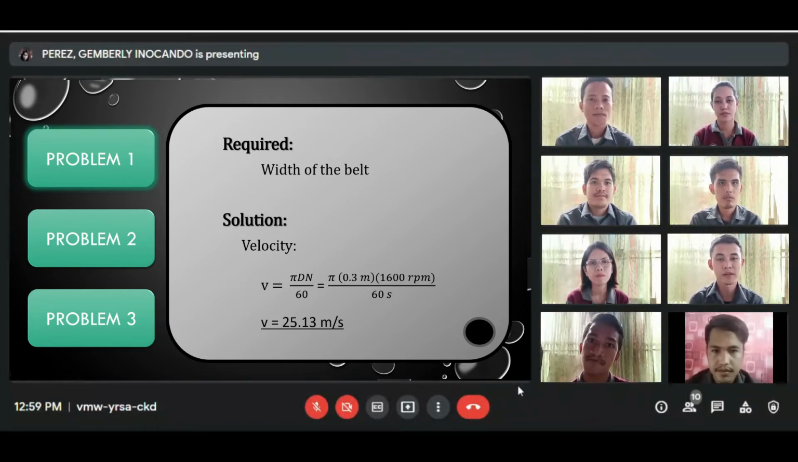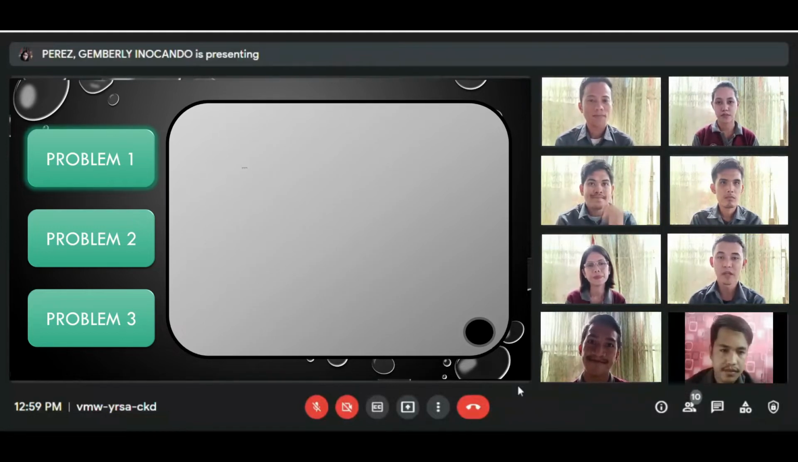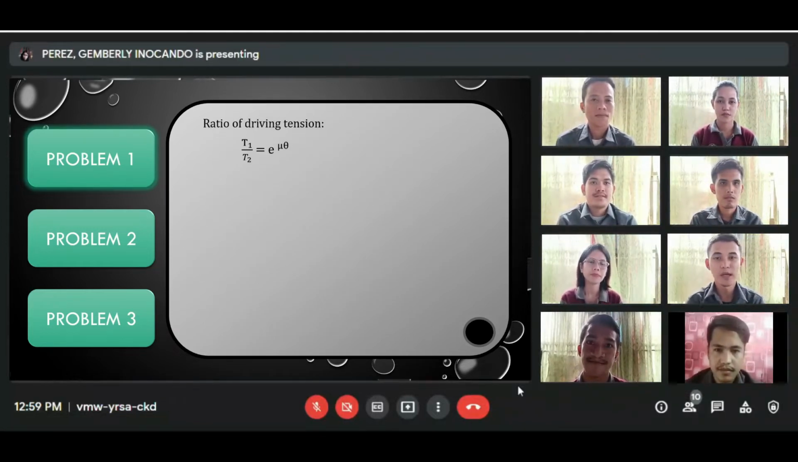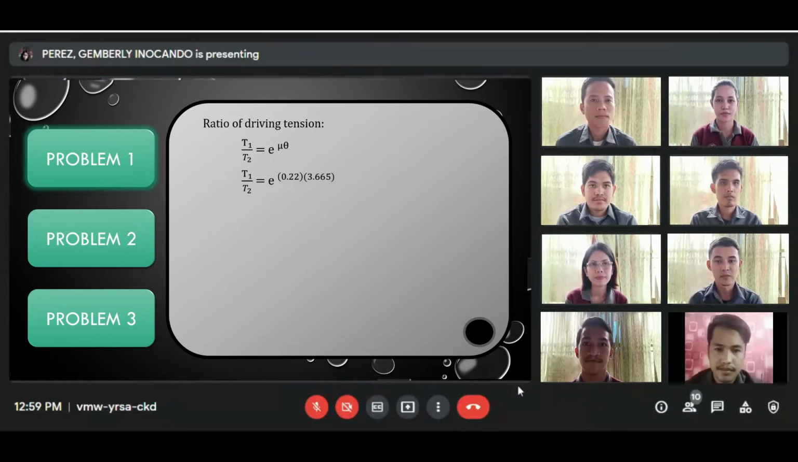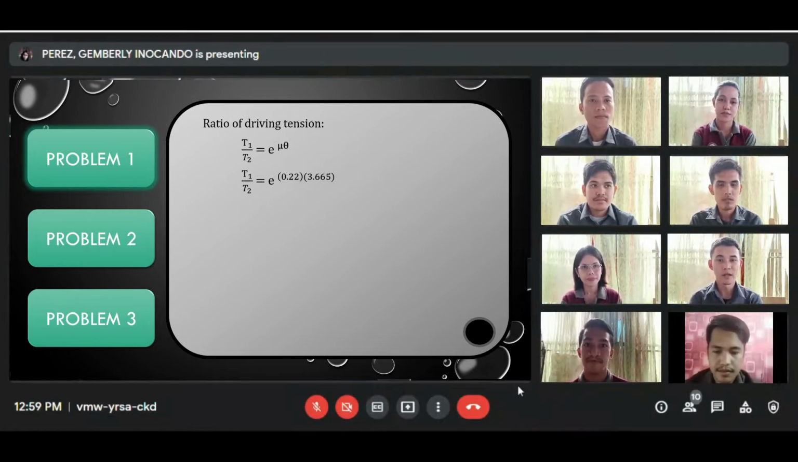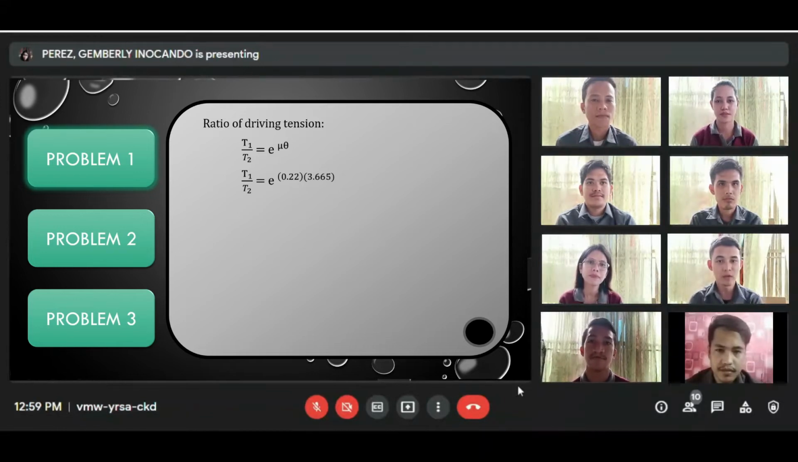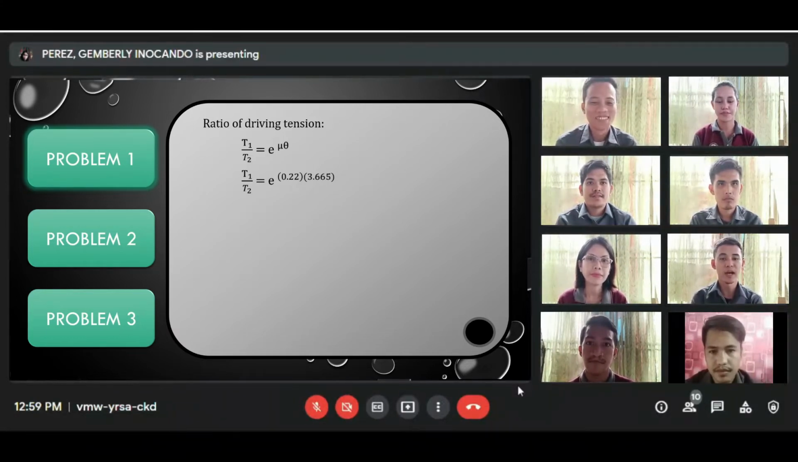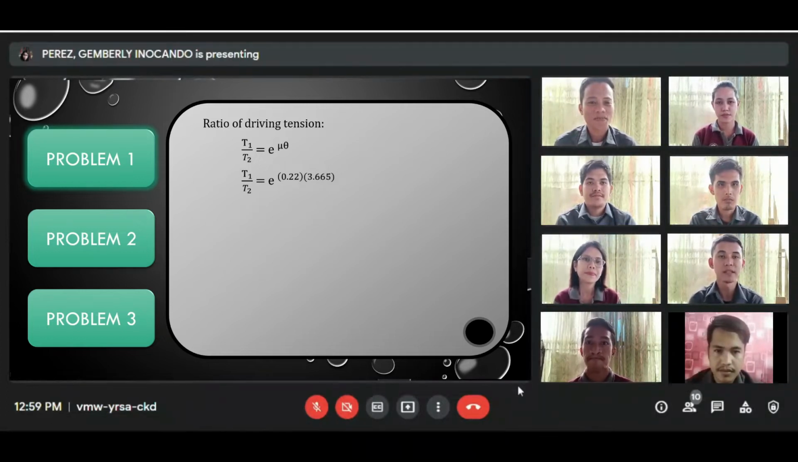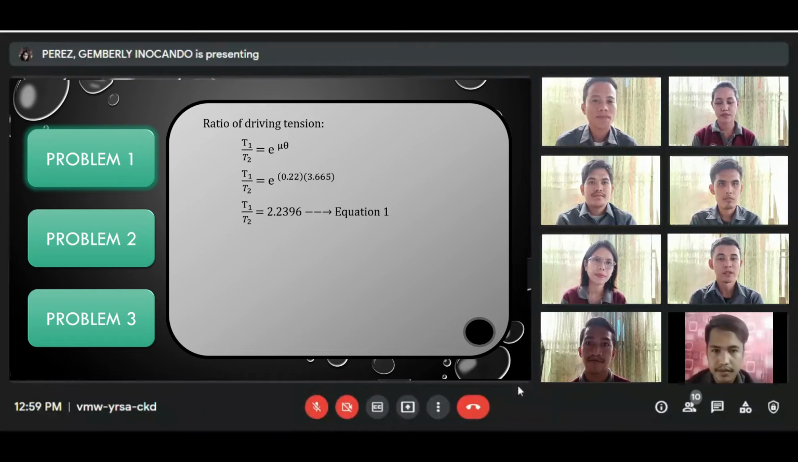So we have our velocity, which is 25.13 meter per second. For the ratio of driving tension, the formula is T1 over T2 equals e raised to the power of the coefficient times the angle. Substituting the values, T1 over T2 equals e raised to the power of 0.22 times 3.665, which gives 2.2396 as our equation.